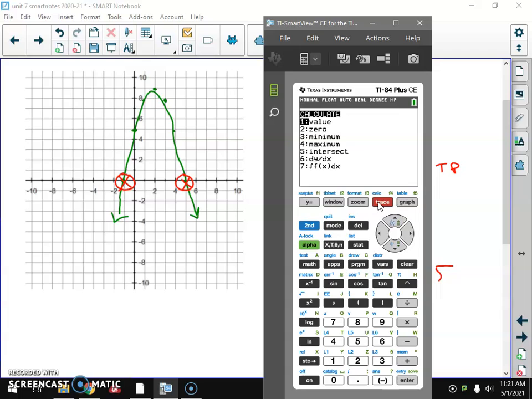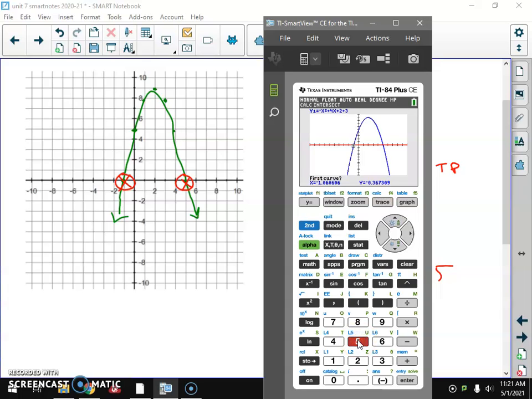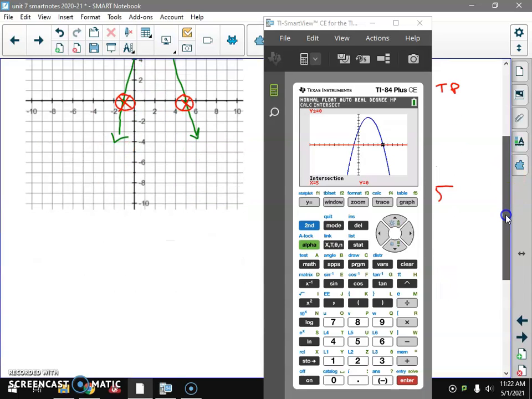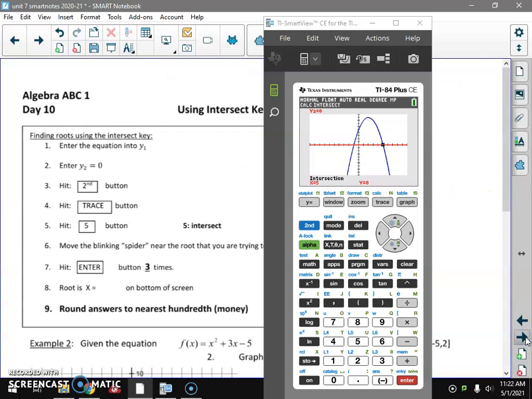Second, 5, move that spider. We're looking for that other one. We know what it is. It's 5, but we want to show it on here. X equals 5. All right. So that's the idea behind using this new intersect key. Y1 gets the x squared equation. Y2 always gets 0. And then we find where they cross.